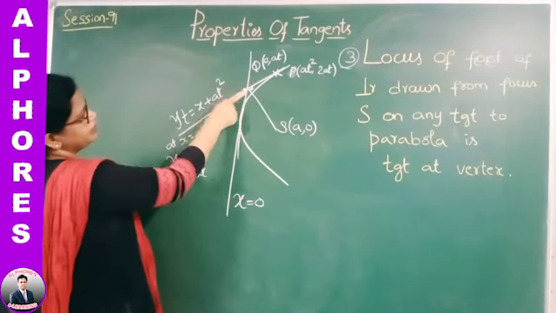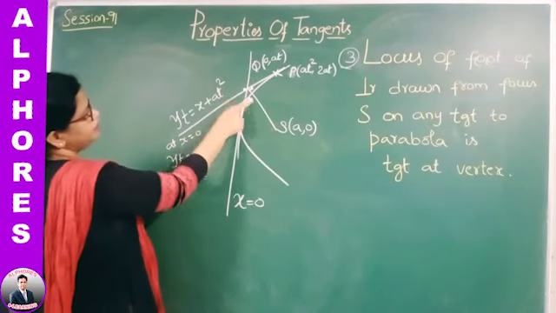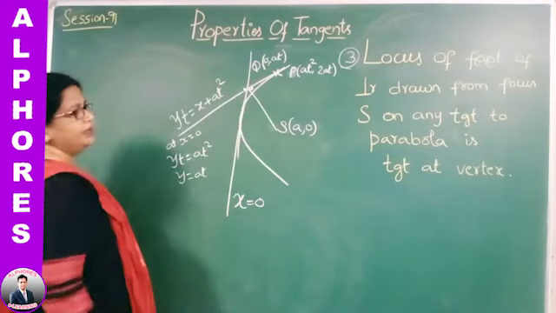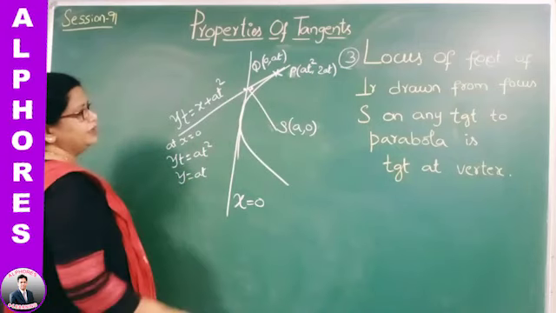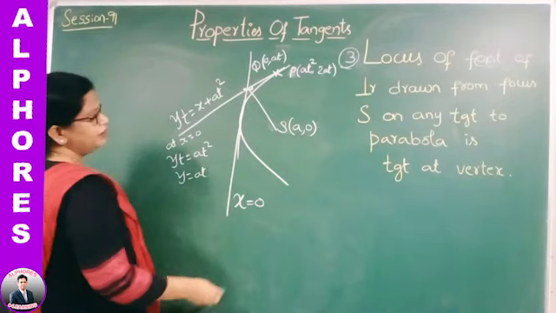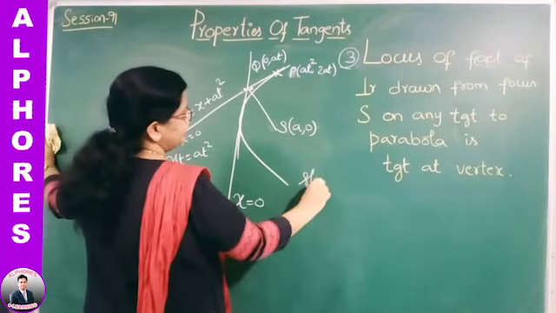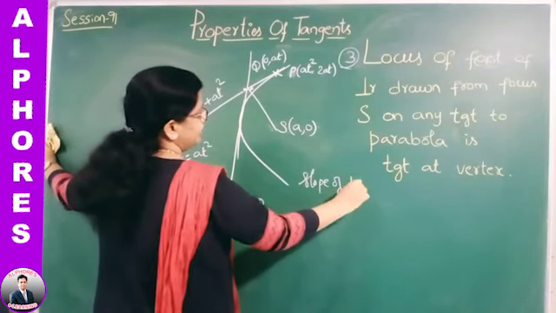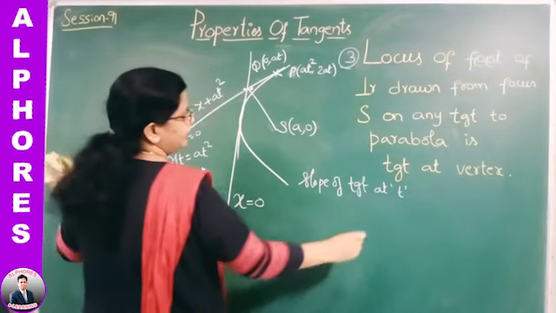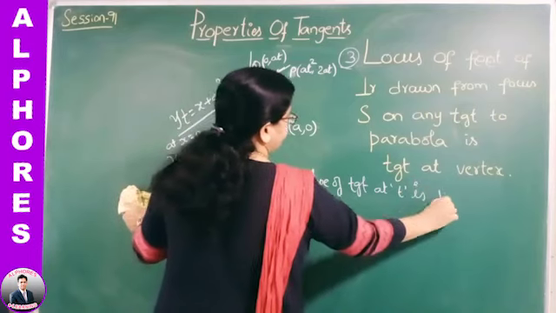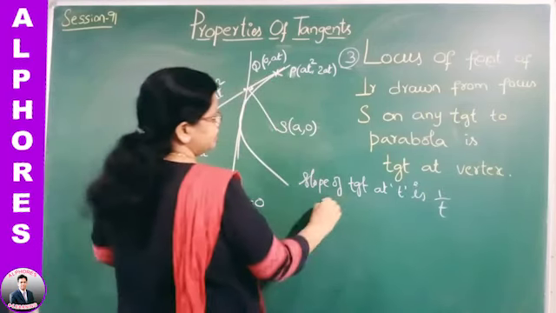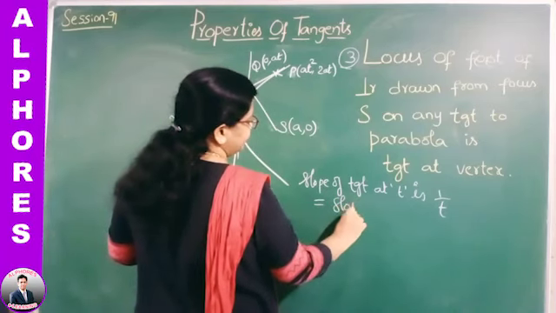Now what about this slope here? If you observe this slope, it is 80 divided by minus a, that implies it is minus t, so the product is exactly minus 1. So the slope of tangent at t is nothing but 1 by t, and this is the slope of PQ also.